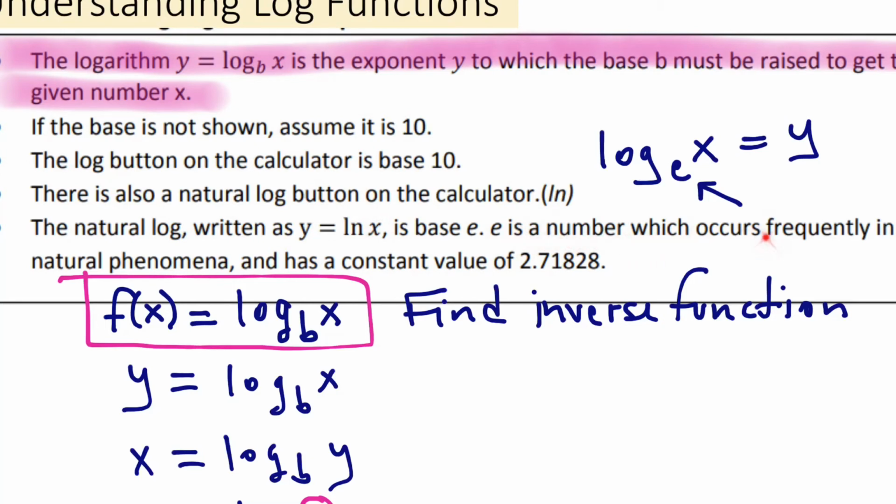I said e is a number which occurs frequently in natural phenomena, and it has a constant value of approximately this number here. So you can almost think about it sort of like pi. It's a number that comes up in nature quite a bit.